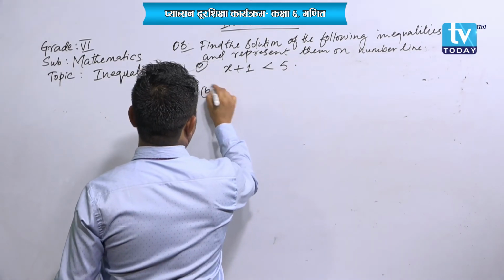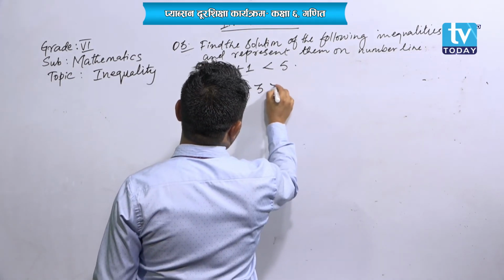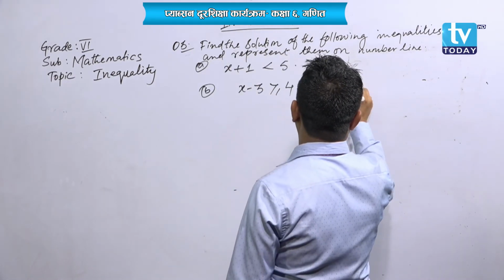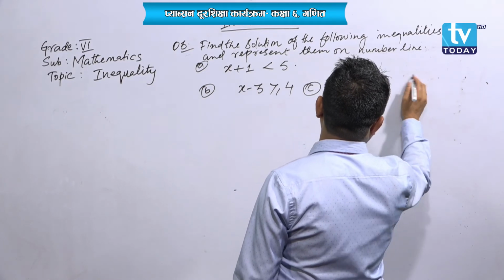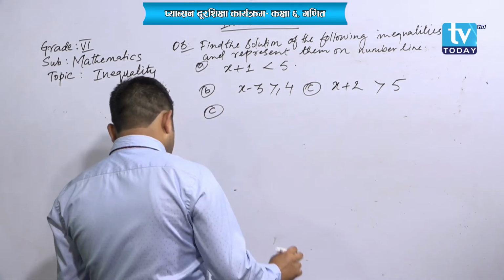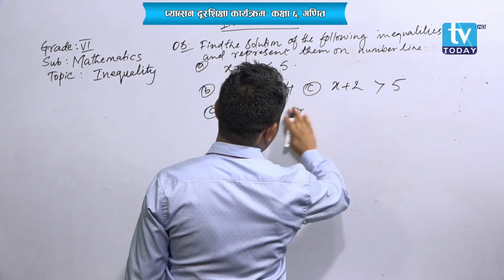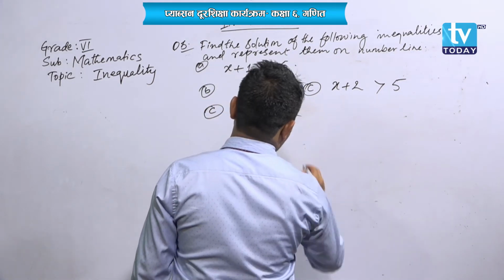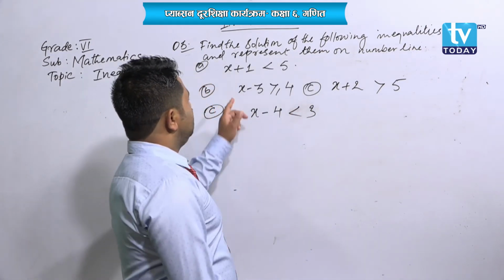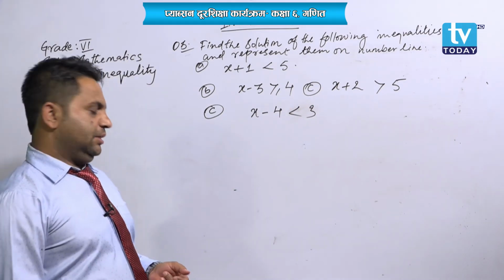Now number B, x minus 3 greater than equals to 4. Number C, x plus 2 greater than 5. Number D, x minus 4 less than 3. These 3 questions I am leaving for you as home assignment. Is that clear?